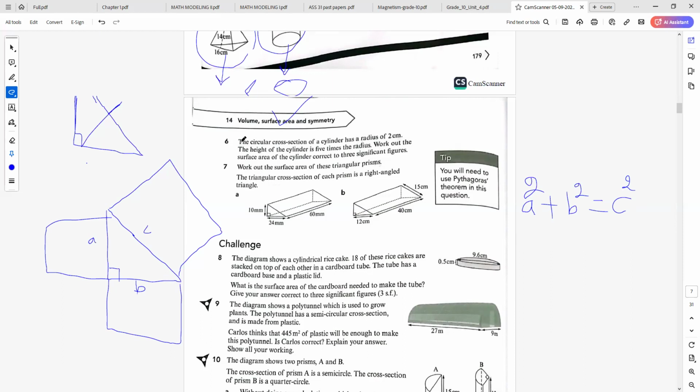The circular cross section of a cylinder has a radius of 2 centimeter. The height of the cylinder is 5 times the radius. So here you should sketch a diagram to represent the information given in the question, so that you can easily approach the question.